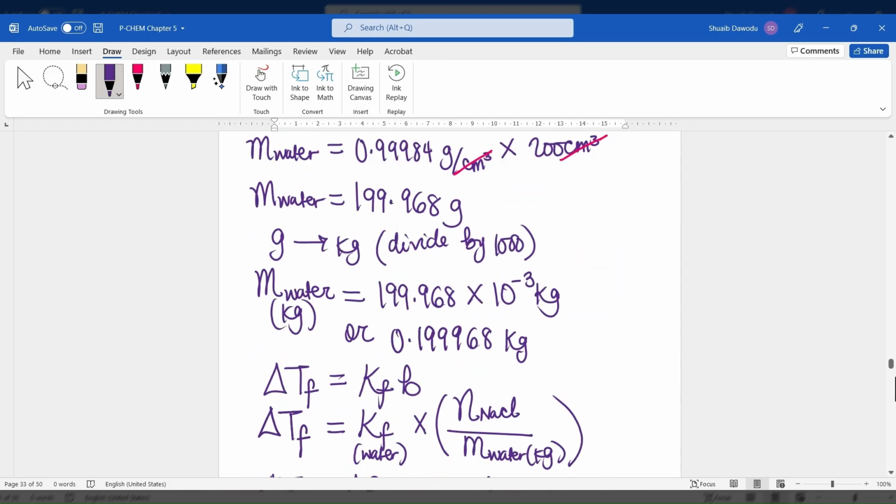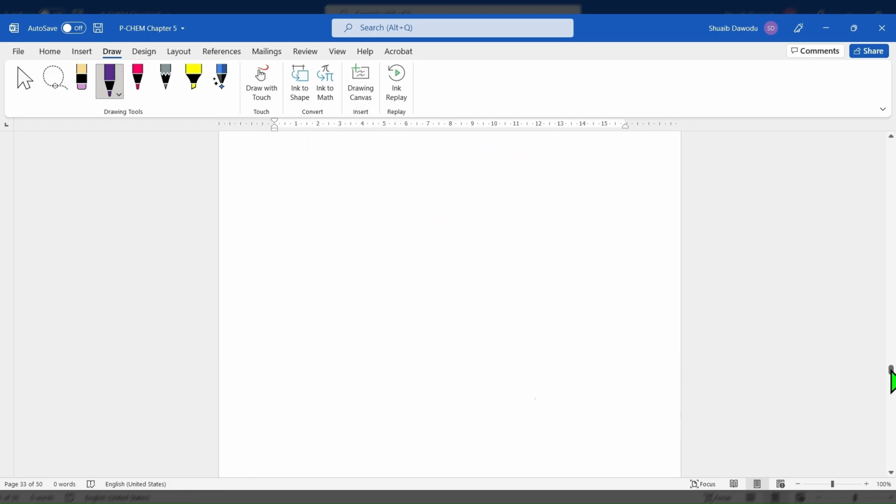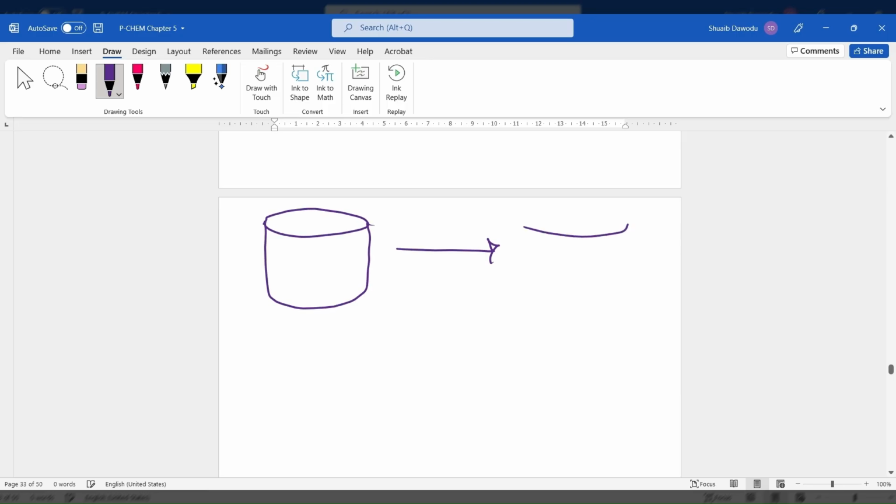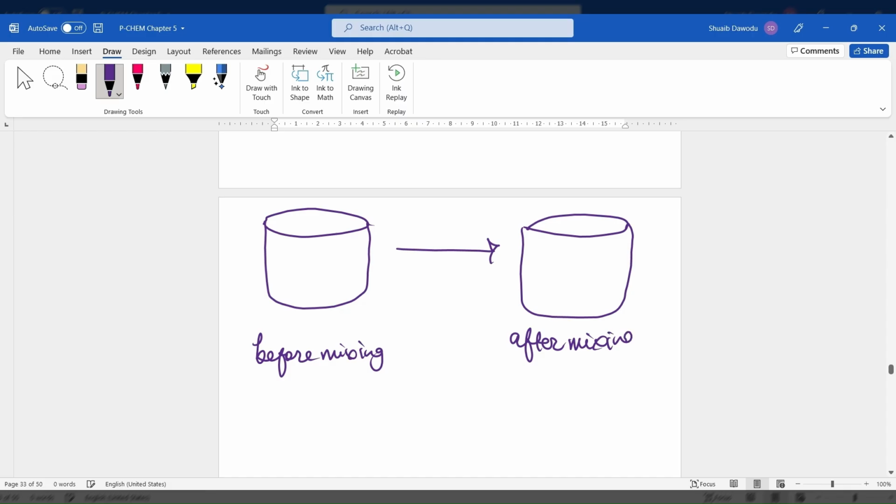So before I explain anything further, I have to show you the concept behind this question, to help you bring light into what you're supposed to do at the very end. So first of all, let me draw the container before, and then the same container after. So this first container is before mixing, and then this one is after mixing. In the first container before mixing, what we actually have is just pure water at 0 degrees Celsius.